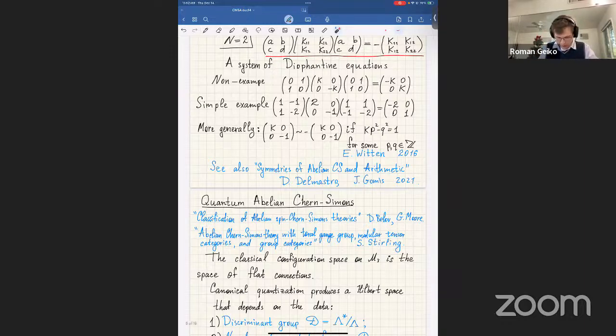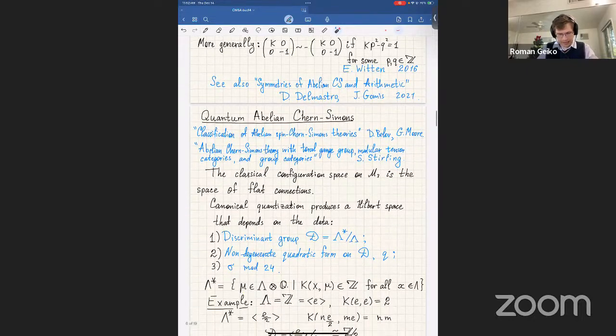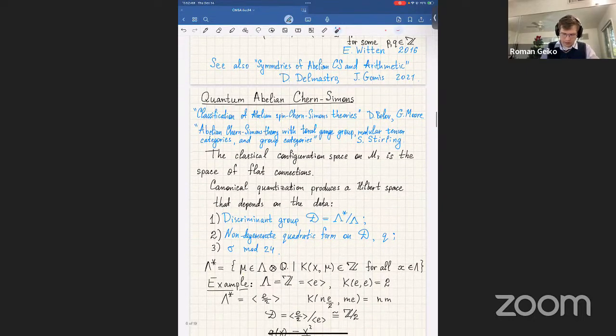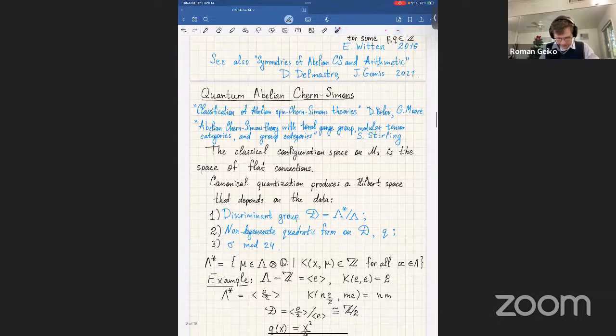Right, so the canonical quantization gives us a Hilbert space, and it turns out that this Hilbert space depends on much fewer data. It depends on a discriminant group, which is a finite abelian group. It's not a lattice. And this discriminant group is equipped with a non-degenerate quadratic form. And there is an extra piece of data. This is a remnant of the number that remembers the rank of the original lattice modulo 24. This is the signature modulo 24.